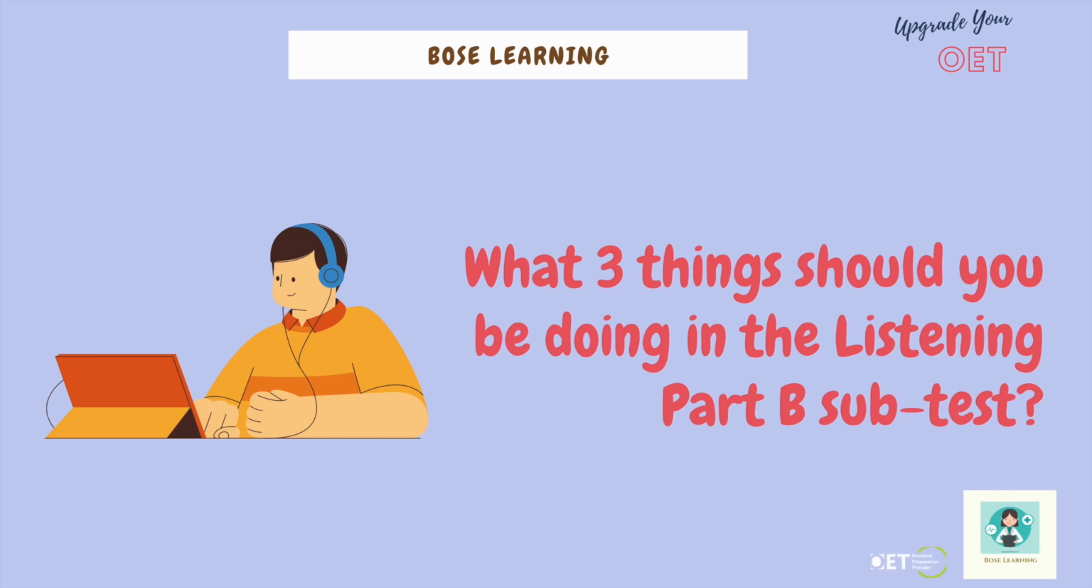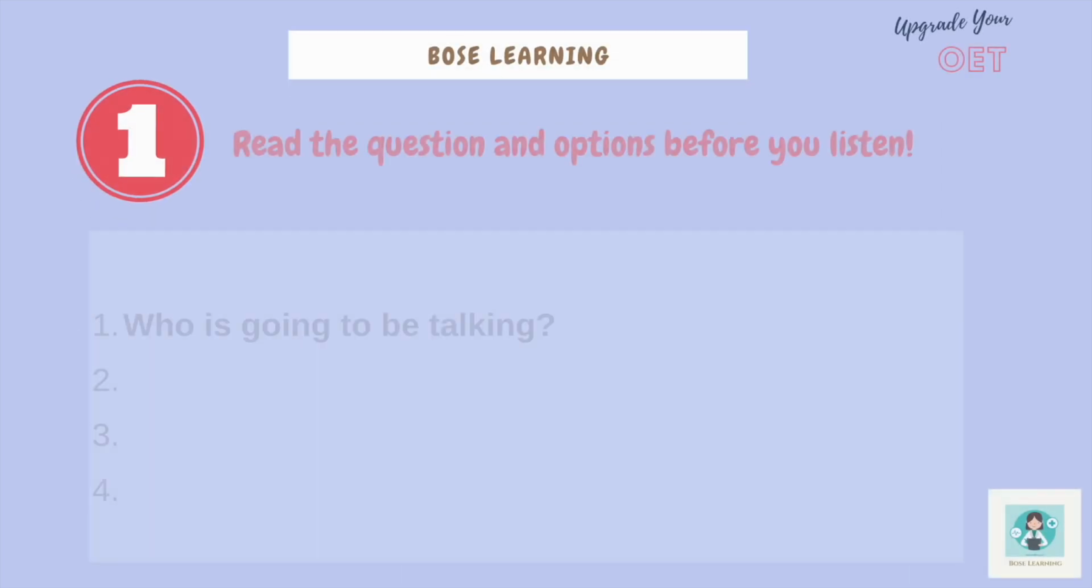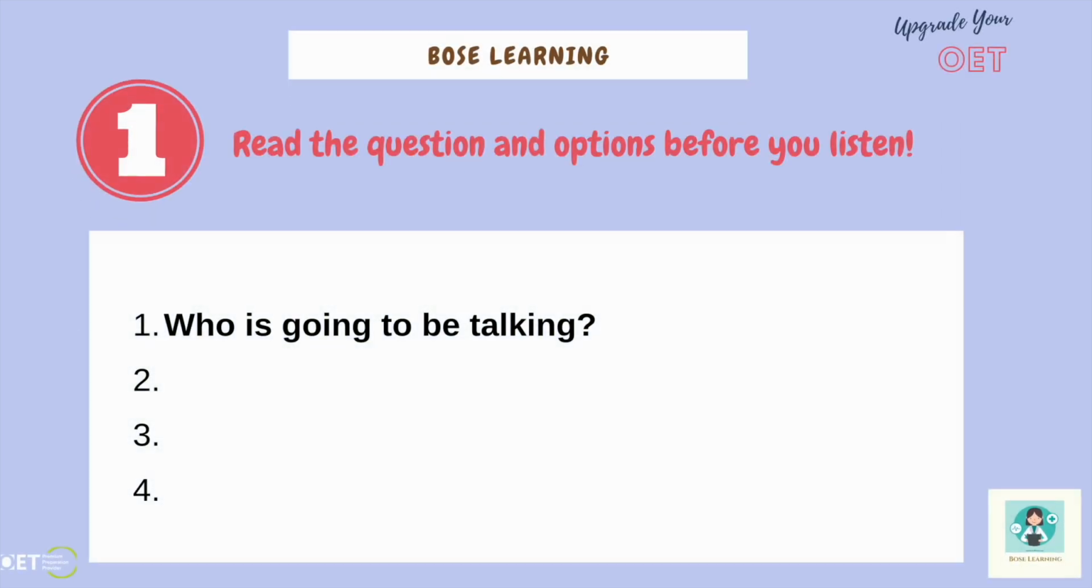And what are these three things you should be doing in listening part B in order to fix all these problems? Well, the first thing sounds really obvious, but what you should be doing is reading the question and the options before you listen. So, yes, it's an exam and you might be panicking, but please try and read the question and the options. And when you read them, these are the kinds of things that you should be thinking about. Who is going to be talking?